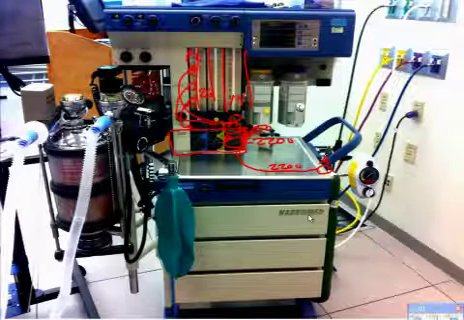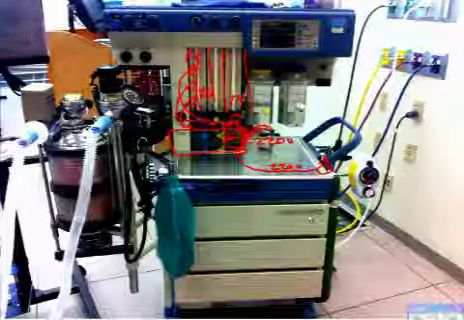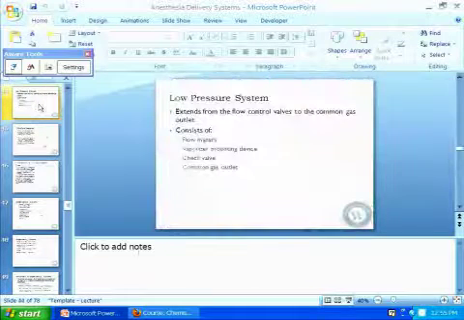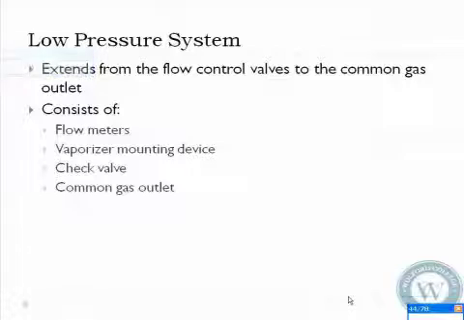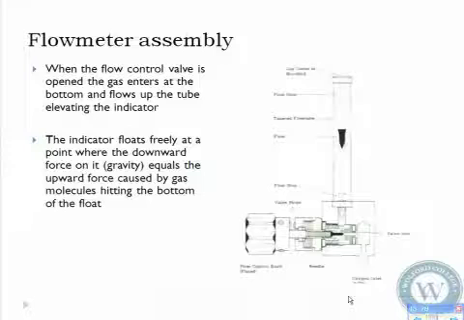Okay, let's move up down to 44. So the components of the low pressure system are the flow meters, the vaporizer, check valves, and the common gas outlet. All right. So the only thing about the flow meters is you always read them from the top unless it's a ball. If it's a ball, you read it from the center. But you're going to see that there are multiple types of flow meter floats. Every one of them you read from the top except the ball. The ball you read from the middle.